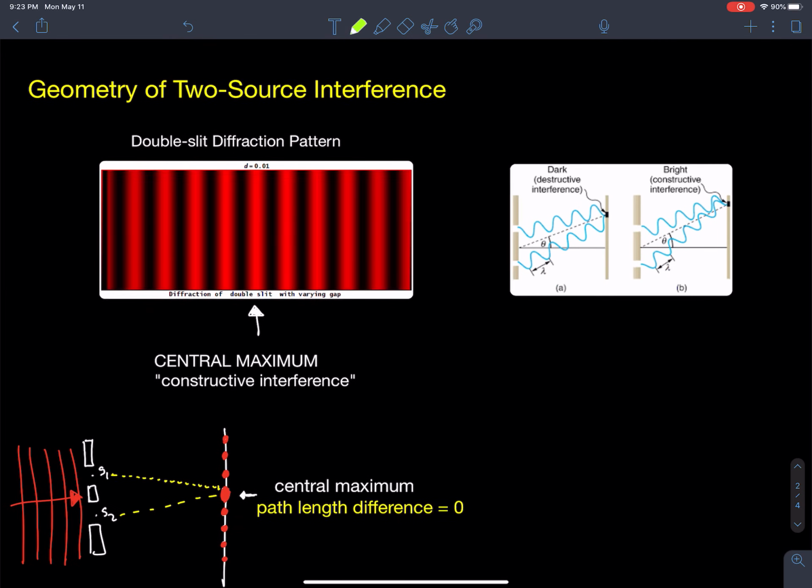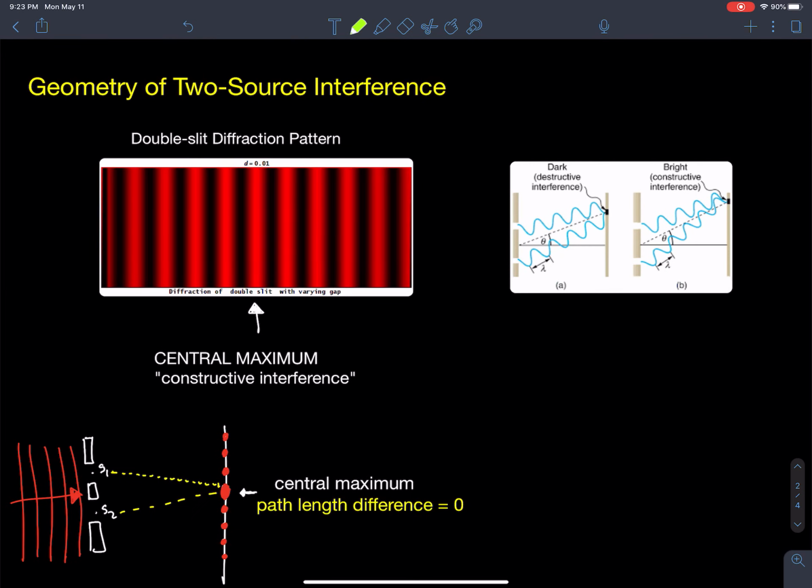So the geometry of two-source interference, that's kind of what I was just talking about in that last little section, but here I just have the picture of the screen. If I projected that diffraction pattern onto a screen, and I've done this in the classroom for you guys with the laser, you would see a bunch of dots or lines on the wall. The central one, the brightest one, is called my central maximum, and that's where the path length difference is the same between those slits. And these are all the first order maxima or minima.